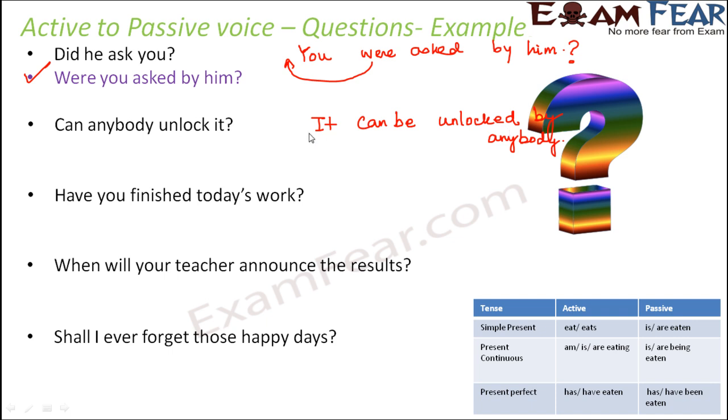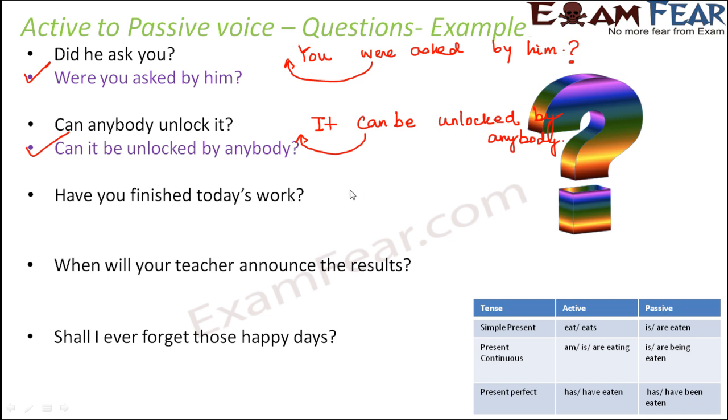Now we need to convert this into a question form. So what we will do, we will shift this can to the beginning. That is, it will be, can it be unlocked by anybody? So it becomes a question. So you see, this is simpler, right? Have you finished today's work? Think of this question like a statement. You have finished today's work. Right? So you have finished today's work.